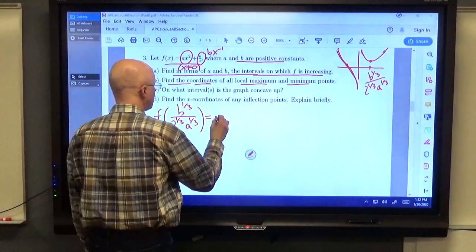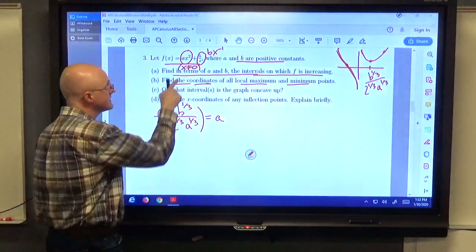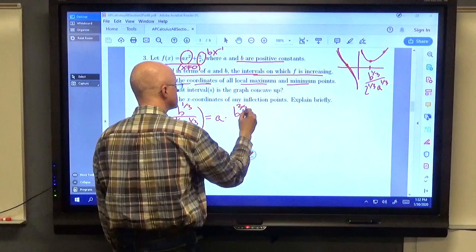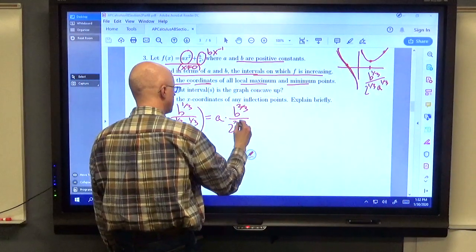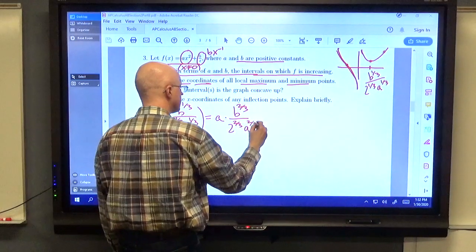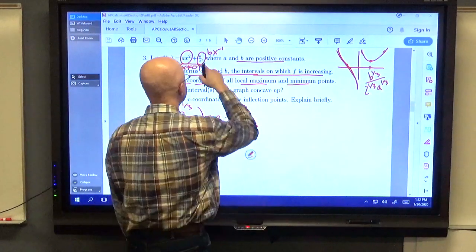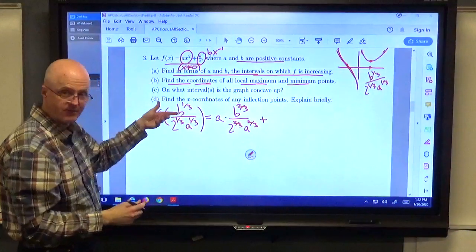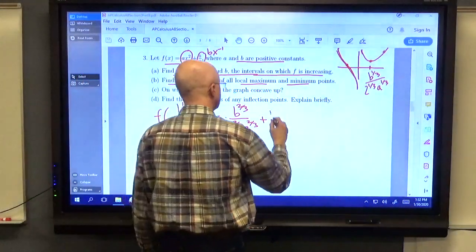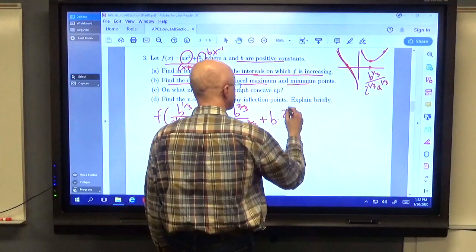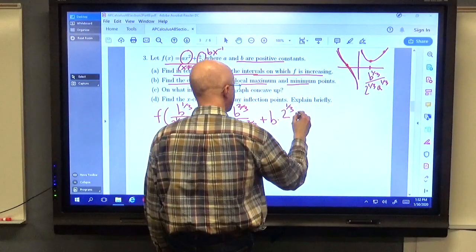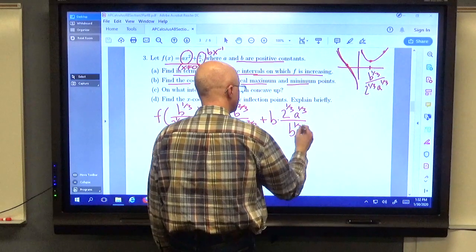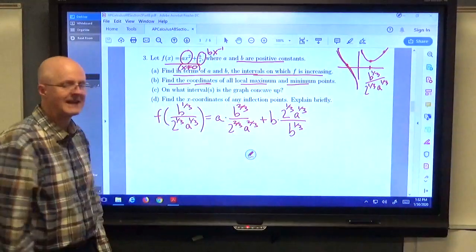We have a times this thing squared, see, a times x squared. That's going to be a b to the 2/3 over 2 to the 2/3, a to the 2/3. And then I need to add b times x to the -1, which means I need to flip this fraction. B times the reciprocal of that fraction is 2 to the positive 1/3, a to the positive 1/3 divided by b to the positive 1/3.